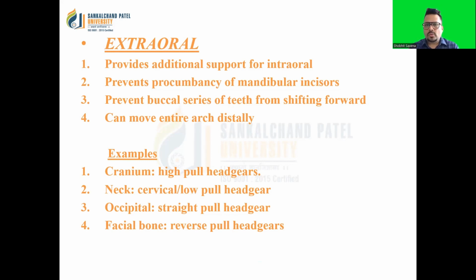Examples of the extraoral source of anchorage are, that is the cranium. When the anchorage is derived from the cranium, that is by using the high pull headgears. Then when it is used from the nape of the neck, then it is provided by the cervical or low pull headgears. The straight pull headgears take anchorage from the occipital region, and the reverse pull headgear takes anchorage from the facial region.